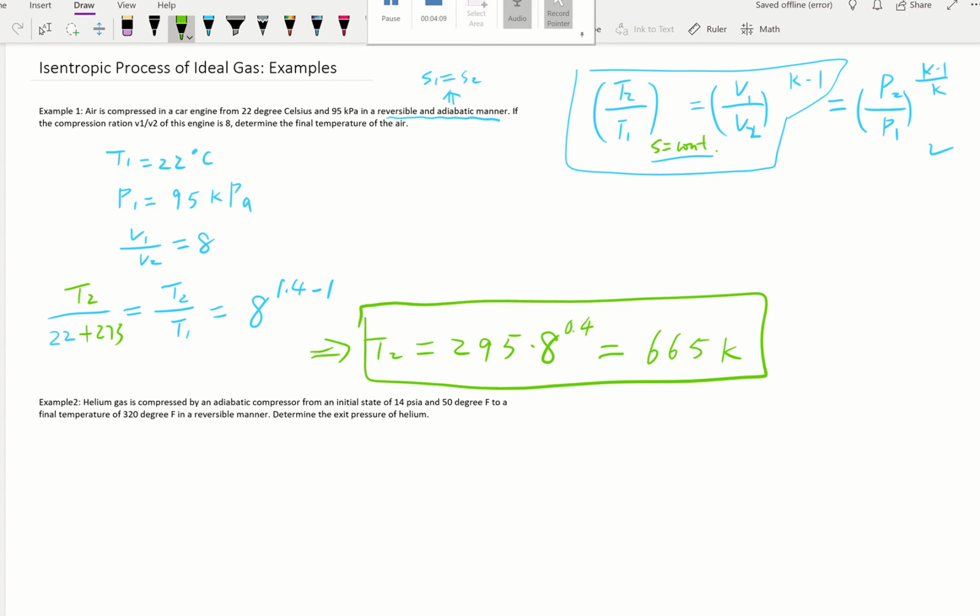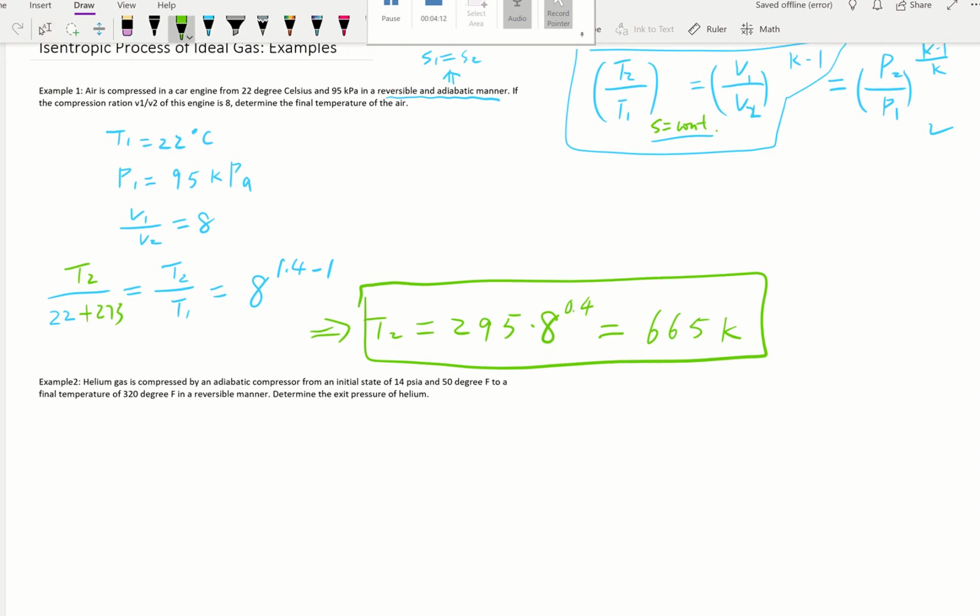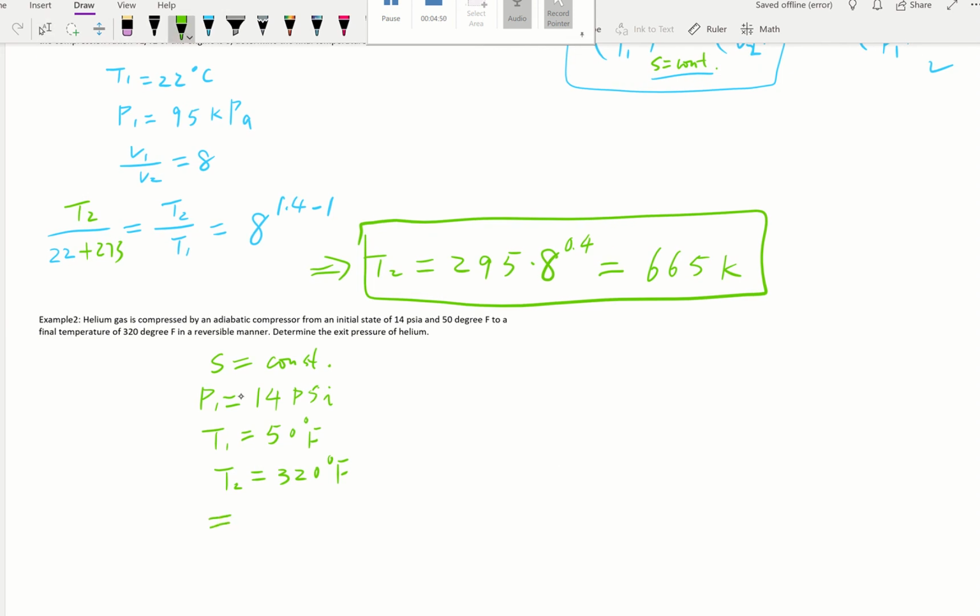Okay, now let's look at the second example. This is helium. Again, it's an ideal gas. It's compressed adiabatically, and they later told us it's reversible. Again, that tells us S is a constant, an isentropic process for an ideal gas. The initial pressure is 14 psi, the initial temperature is 50 degrees Fahrenheit, and the final temperature is 320 Fahrenheit. Then we need to find the exit pressure, P2.